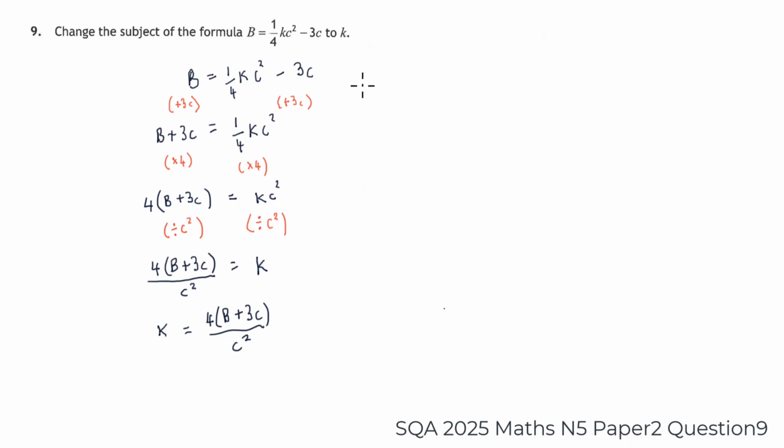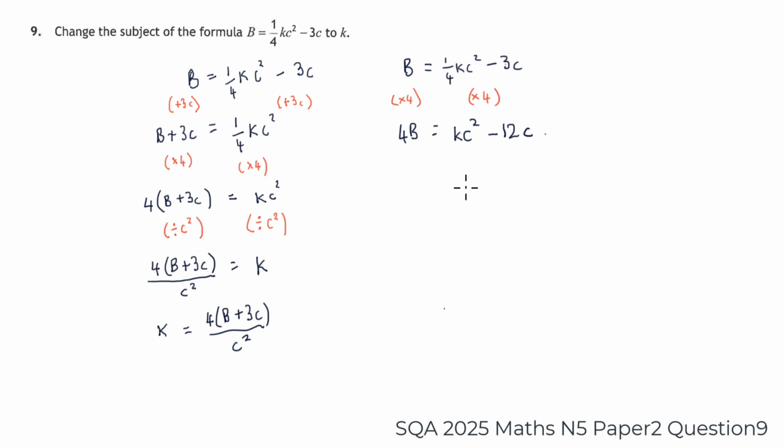Now there are other ways of dealing with this. I'll just show you one of them, and that would involve multiplying both sides by 4 at the outset. So take this left hand side by 4 and the whole of the right hand side by 4. So what do we get? We get 4b, and then 4 lots of a quarter kc squared would give us 1 kc squared, and 4 lots of negative 3c would be negative 12c.